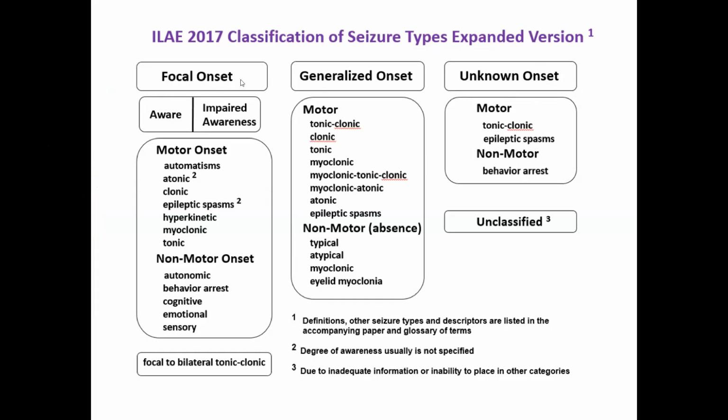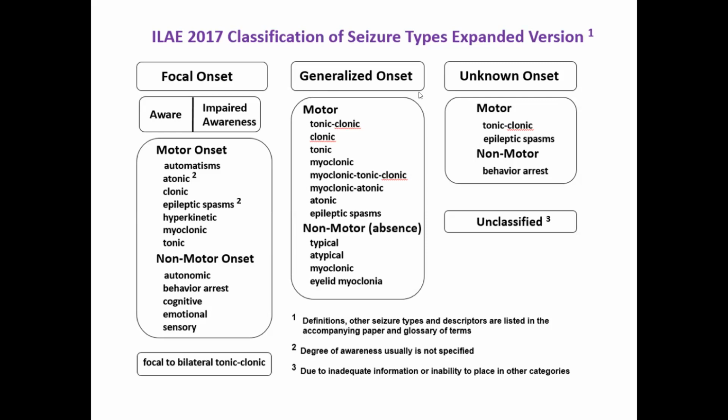So focal onset seizures can be classified again into two, whether the awareness was impaired or not. If the awareness was impaired, it's known as impaired awareness. If the awareness was not impaired, it's known as aware. Then again, you can classify it into motor onset and non-motor onset. Motor onset is atonic, clonic, myoclonic, tonic seizures around that. Non-motor onset is basically the autonomic features, cognitive, emotional, and sensory.